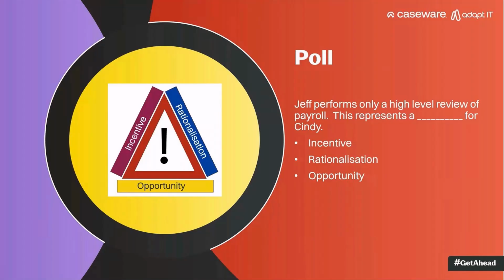So what we can see now is that 63% of you said there's an opportunity. Some said rationalization, some incentive. So opportunity is exactly the right thing. So why is this an opportunity? Well, because Jeff doesn't actually look at this in detail, and she's seen this twice now.